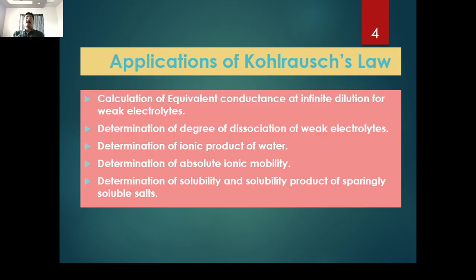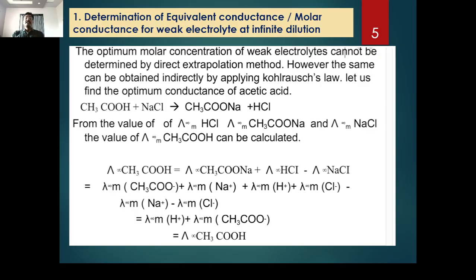And then what are the applications of Kohlrausch law? The Kohlrausch law is applied to calculate the equivalent conductance at infinite dilution for weak electrolytes. It is also used to determine the degree of dissociation of weak electrolytes, ionic product of water, absolute ionic mobility, and the solubility product of sparingly soluble salts. Firstly we will see how the Kohlrausch law is used to determine the equivalent conductance or the molar conductance for a weak electrolyte at infinite dilution.